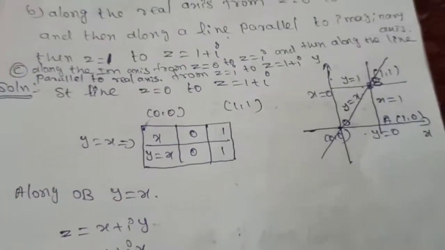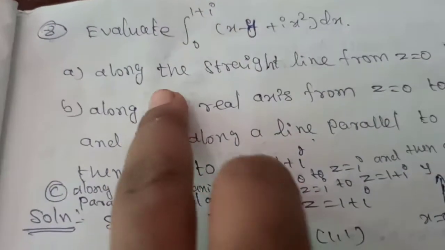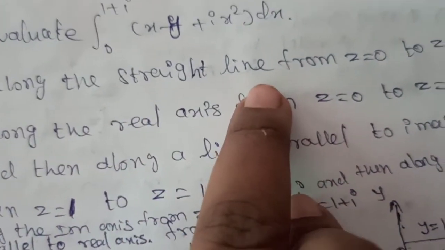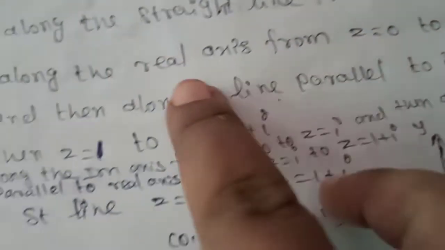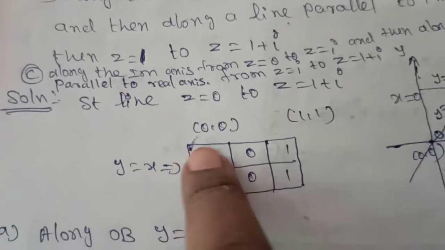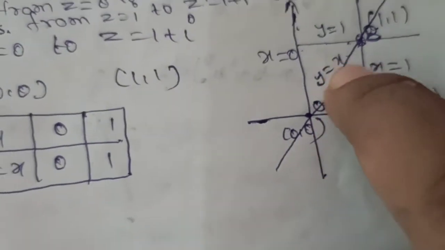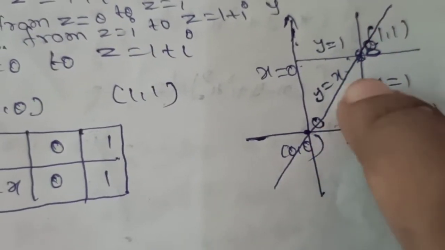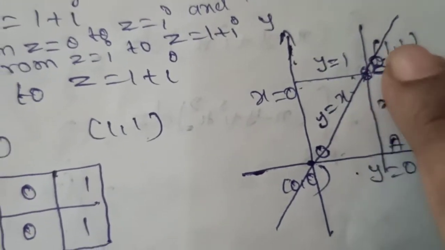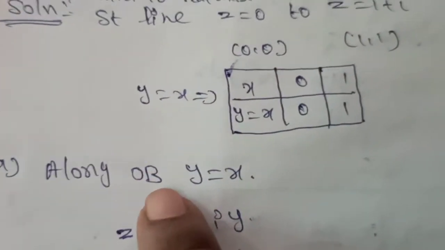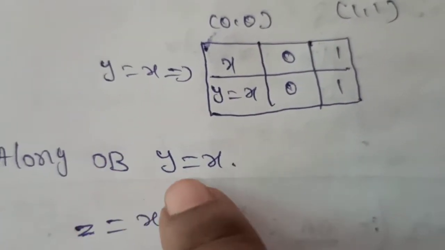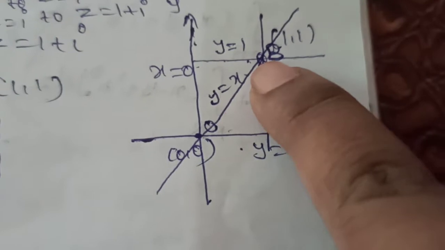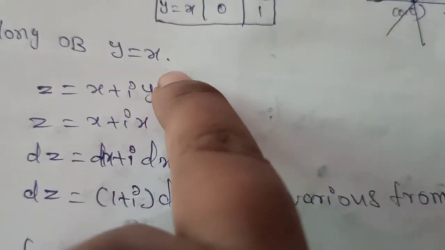First, we will see what is given in the first condition: along the straight line from z = 0 to z = 1+i, that is y = x. So this line equation is taken along OB. Along OB, the straight line is y = x.